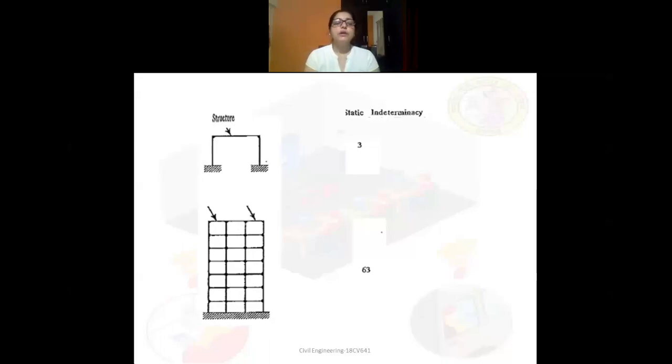Similarly, we have a fixed support here and a closed frame here. If you do this, you are going to get 63. Try this and check whether you are getting 63 or not. The fixed support is only one, that you should not forget.